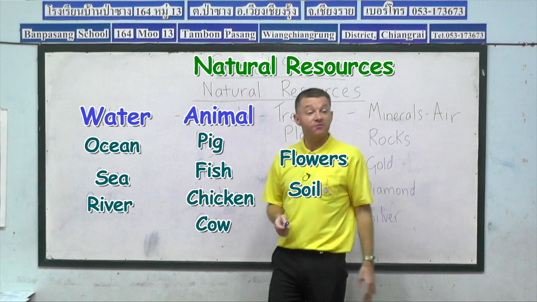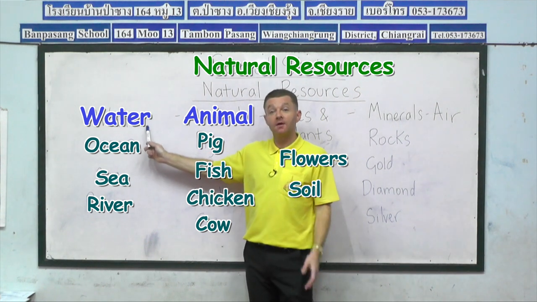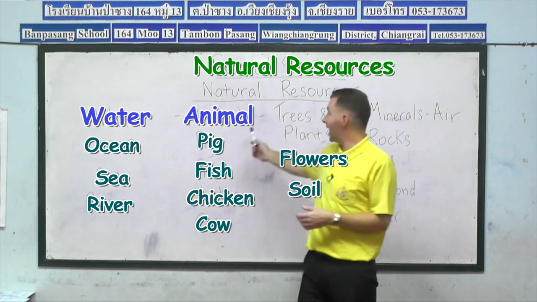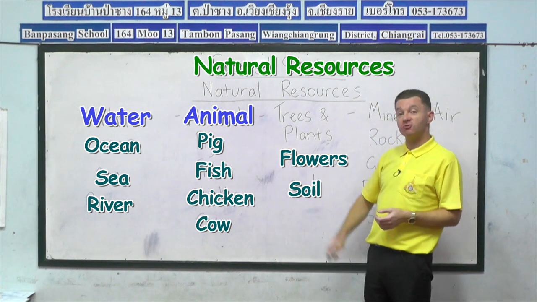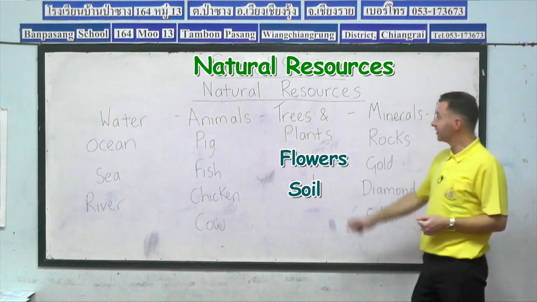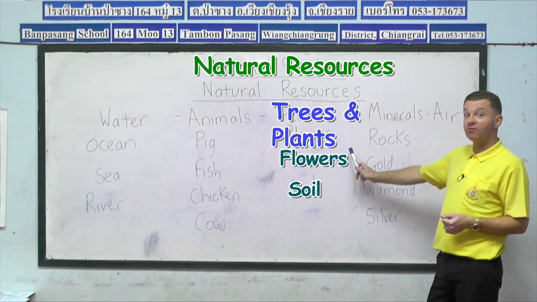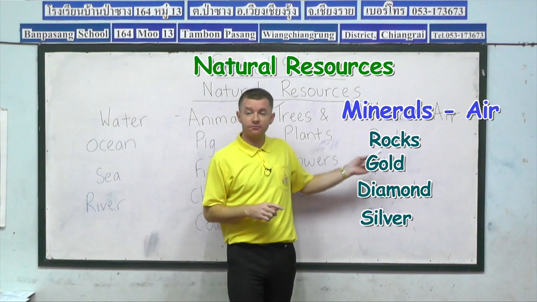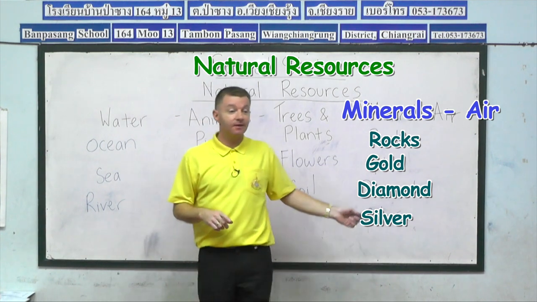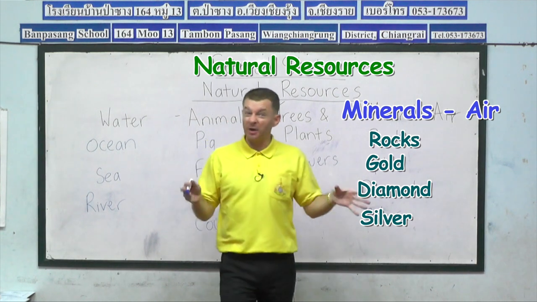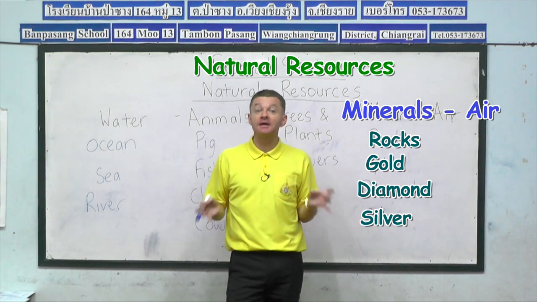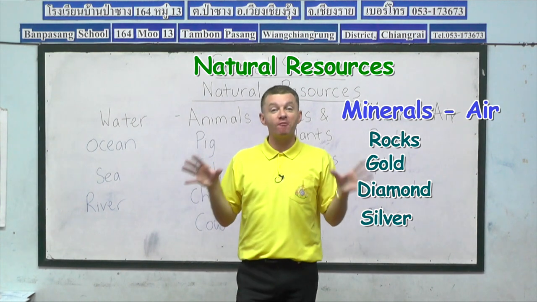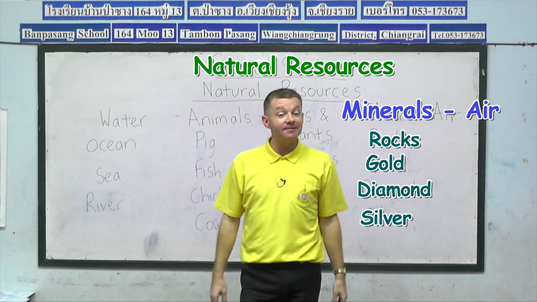So let's practice speaking them all together one more time, guys. Water, oceans, seas, and rivers, all natural. Animals, pig, fish, chicken, cow, trees and plants, but also flowers and soil. And then minerals, such as rocks, gold, diamond, and silver. And finally, what we need most of all, every moment of our lives, even when we're asleep, is we need the air to breathe. So this was a good recap of our previous lesson of natural resources. Guys, that was excellent. Very well done.